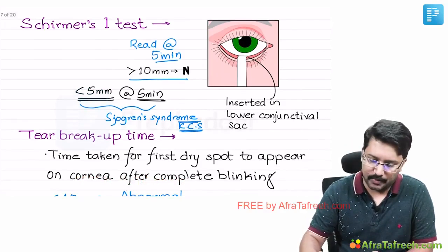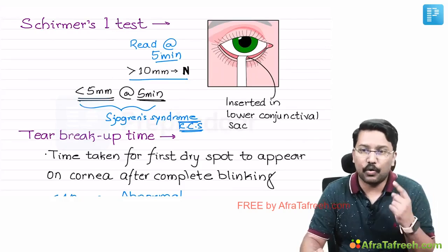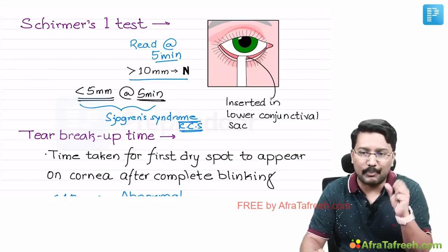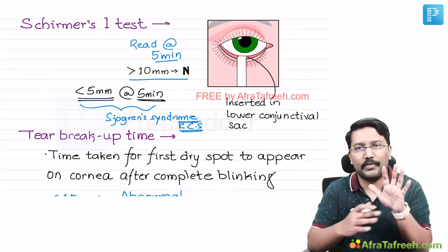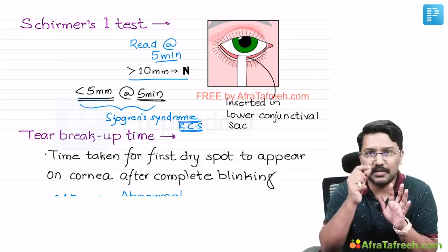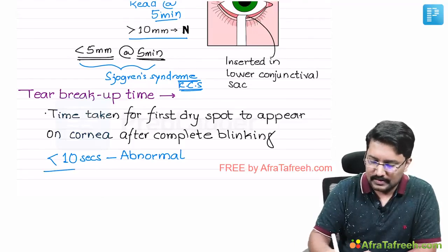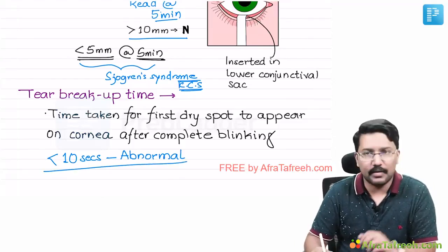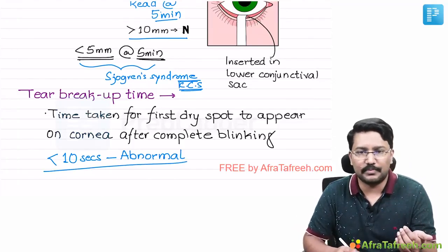We can do tear breakup time. What is tear breakup time? Tear breakup time is the time taken for the first dry spot to appear on the cornea after complete blinking. You blink, then hold on without blinking, and we see how much time it takes for the first dry spot to appear on the cornea. Less than 10 seconds is considered abnormal. If it is more than 10 seconds, it is normal. If it is less than 10 seconds, it is abnormal.